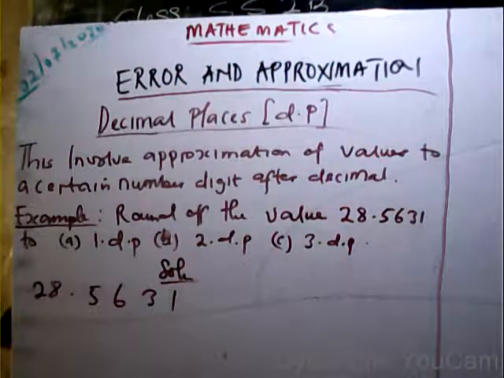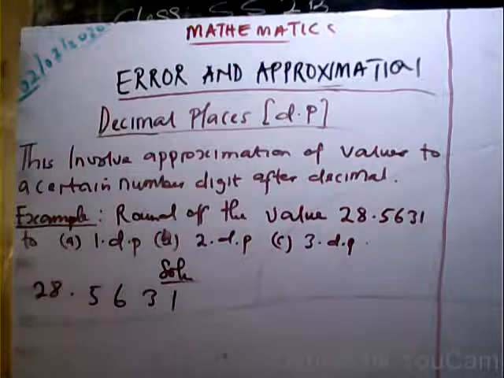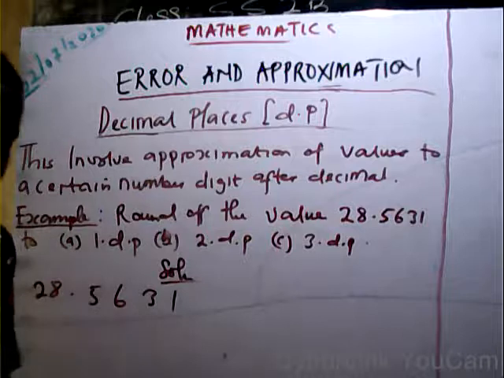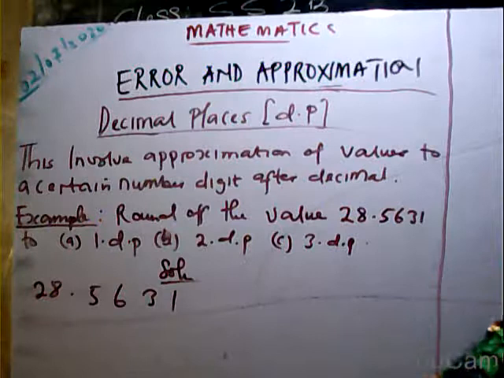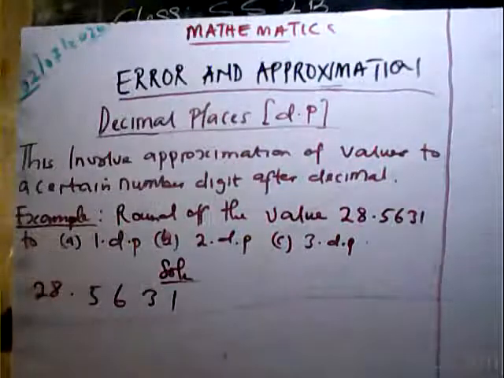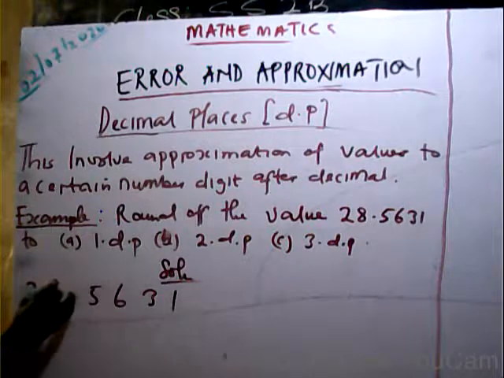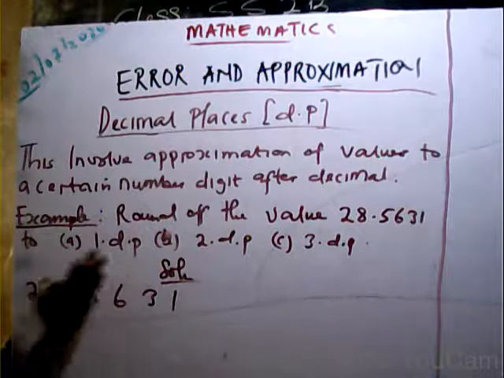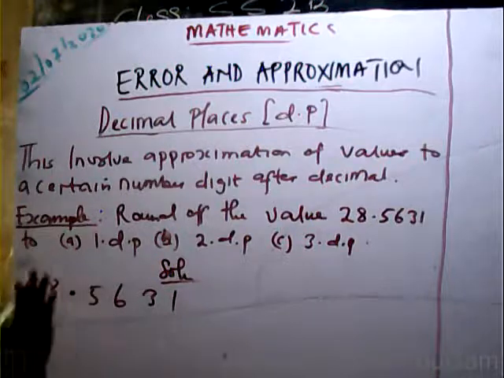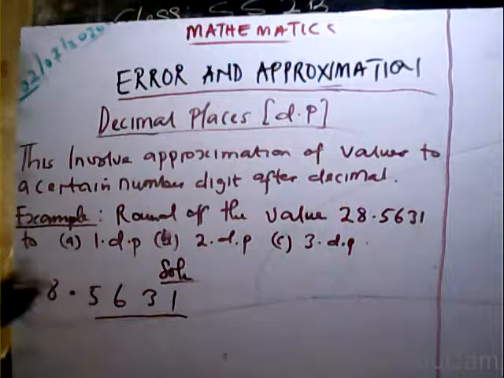When you hear the word decimal place, you should know that all the operations you are going to carry out start from the number after the decimal. Are you getting it now? This is your decimal. You don't have business with this side; you only have business with the side after the decimal.